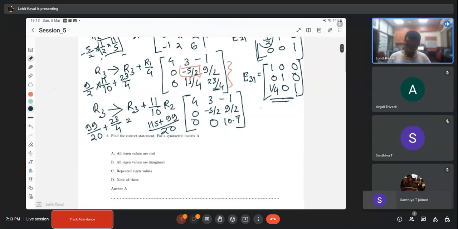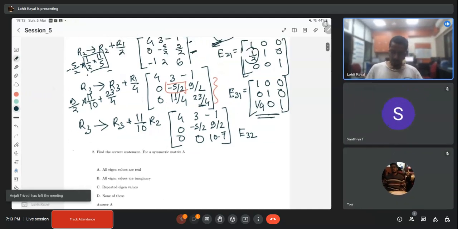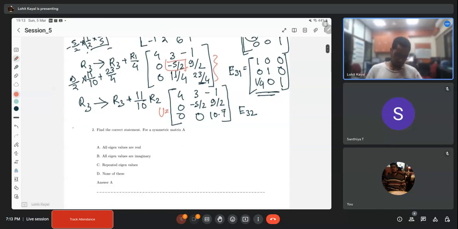And now what will be the corresponding E32? So I will remove this rough work. If you do this, you will get this matrix, and this is your U. You see that this is an upper triangular matrix where the elements below the diagonal are 0.